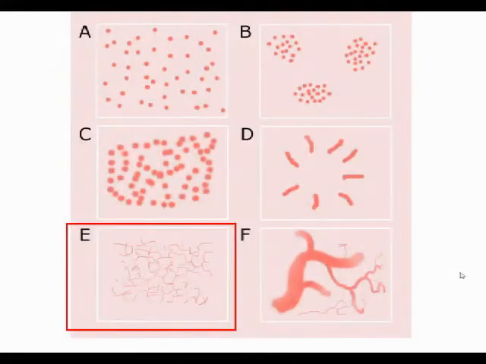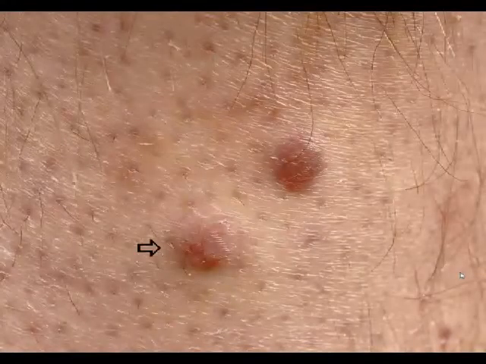E. This arrangement is rare. It's the reticular arrangement of vessels. It corresponds to the reticular pattern for pigmented lesions. I have one example here. Clinically and dermatoscopically, you can see linear vessels in a reticular arrangement.